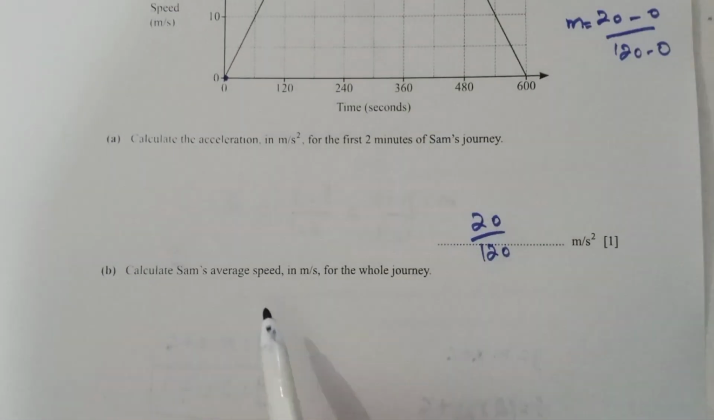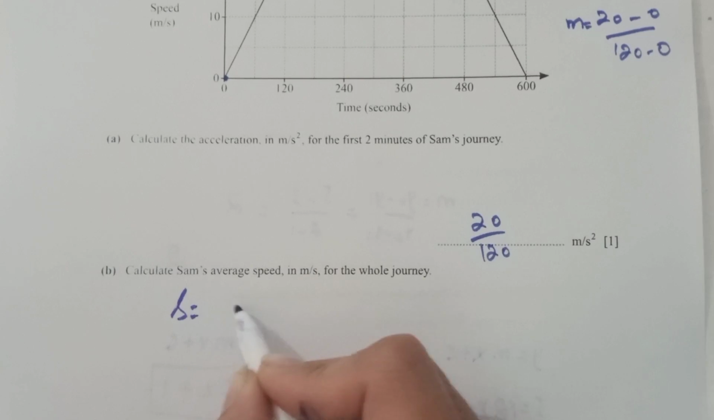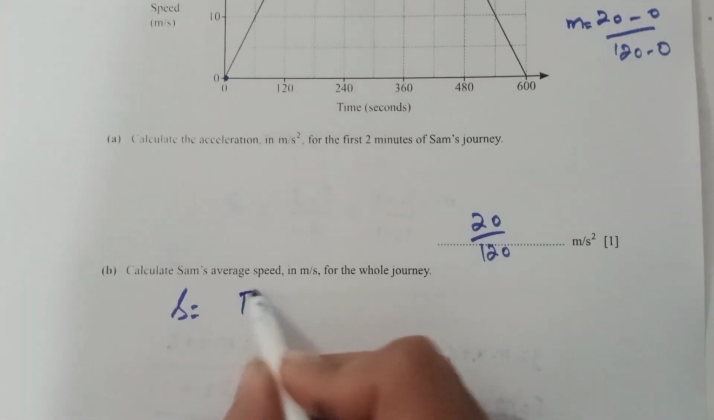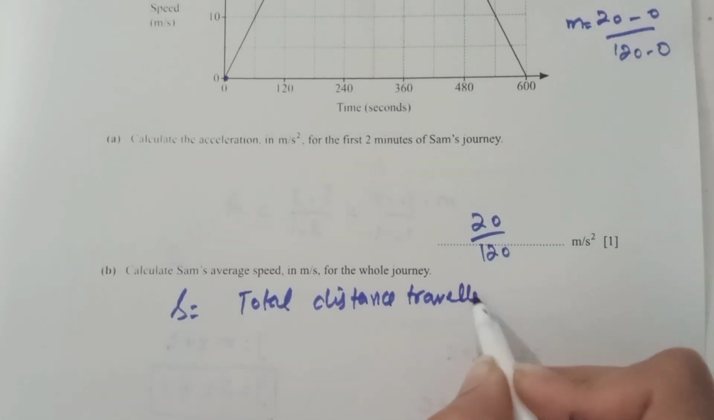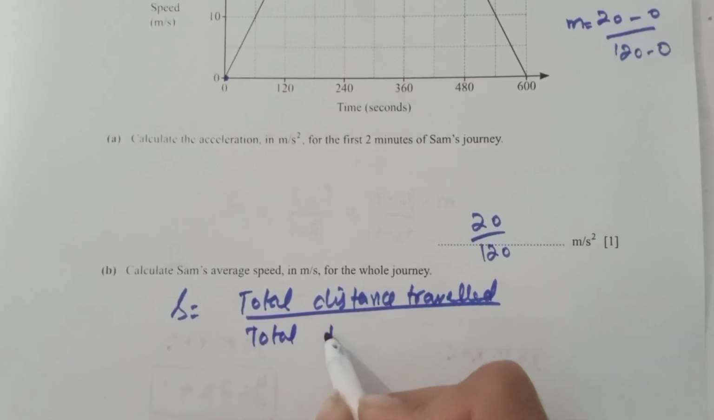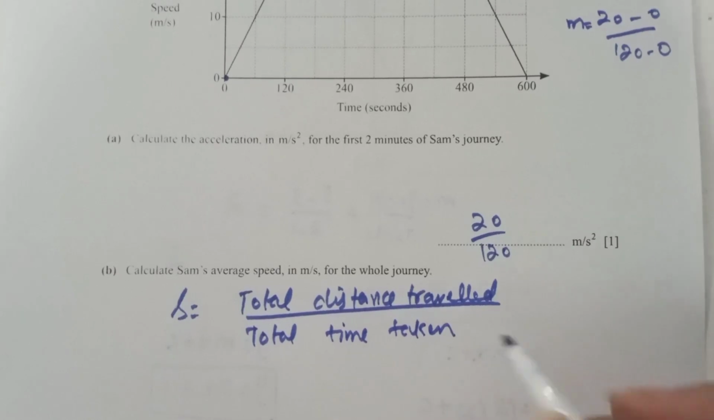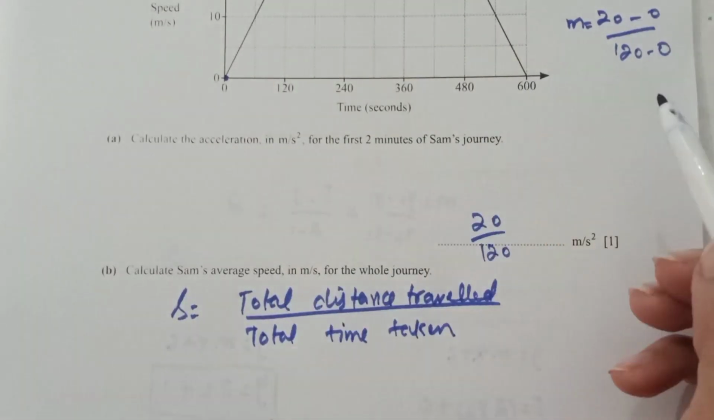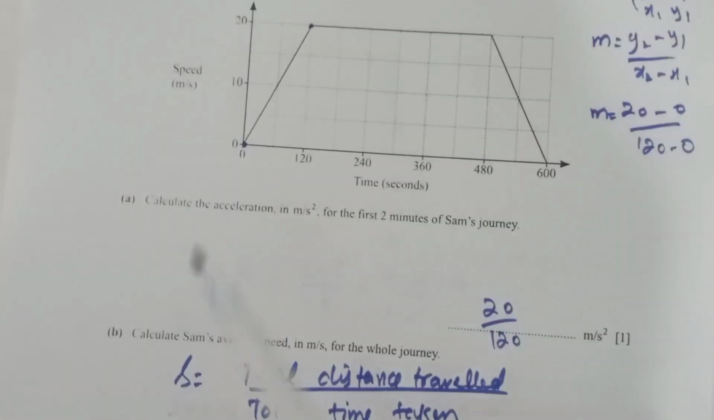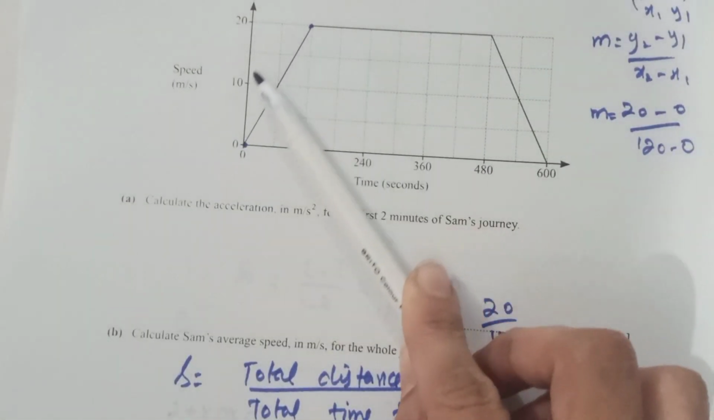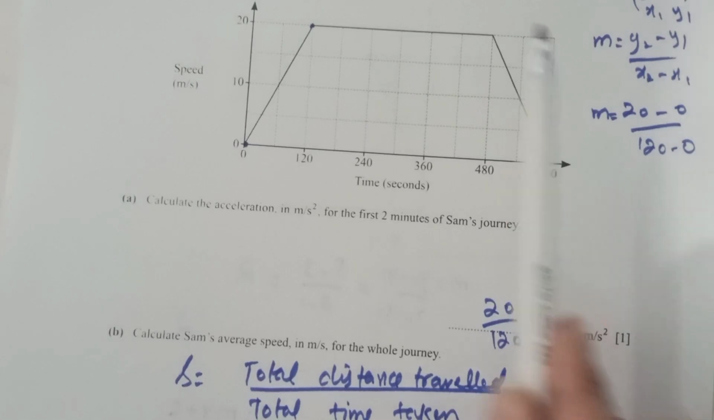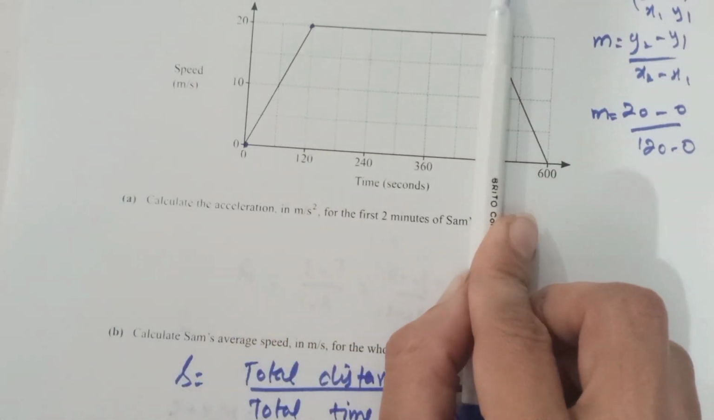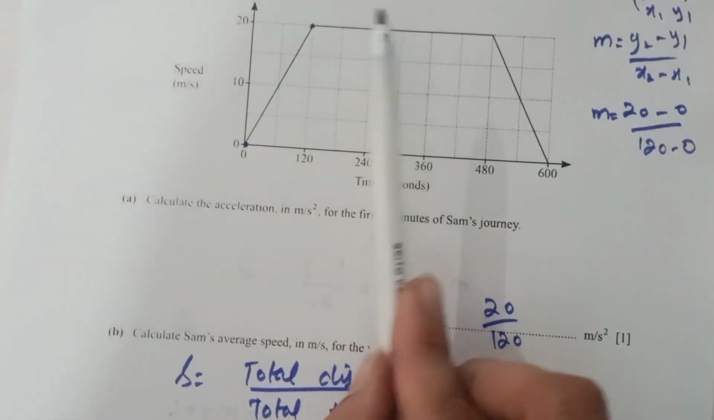B part, calculate Sam's average speed in meters per second for the whole journey. Speed's formula is total distance traveled divided by total time taken. Time is given to us, which is 600 seconds. The total distance lies in the area of this graph. We have to find the area of this shape. We find it by splitting this shape into a triangle and a rectangle, and by adding them we find the total distance.